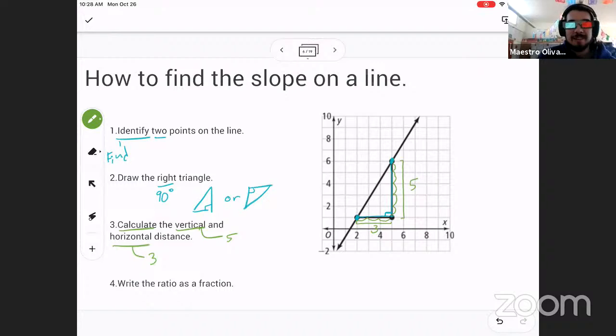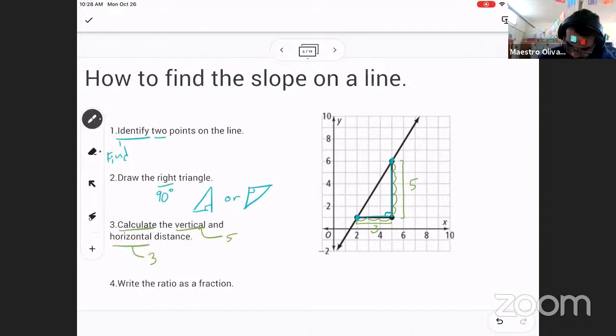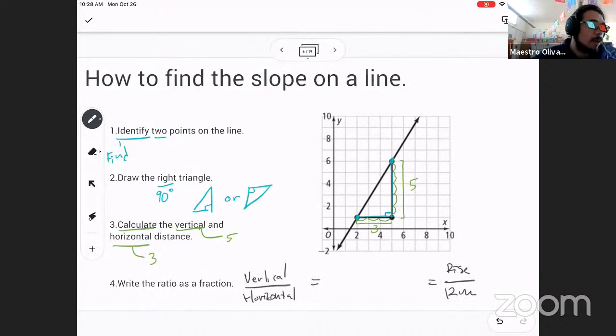The last thing we gotta do is write the ratio as a fraction. So the ratio was vertical over horizontal. And reminder, it's the same thing as the rise over the run. Does somebody want to step up and unmute themselves and say what the slope is? If you think you got it.